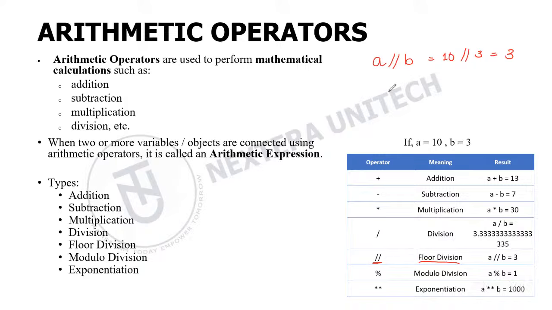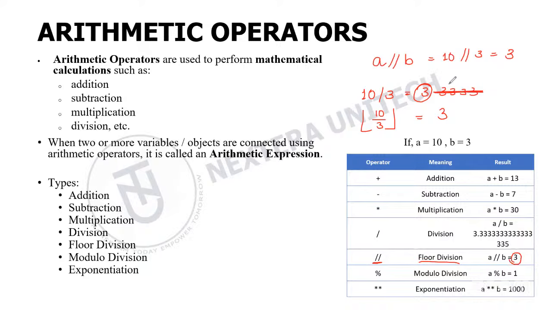Here what it does is it will perform a normal division. When you do 10 by 3, what's the value? It is 3.3333. When you do the floor division, it will take the floor value. Floor value means it will remove the decimal part and it will only give you the whole number part. So when you do floor division, it will give us only the whole number part and it will remove the decimal part.